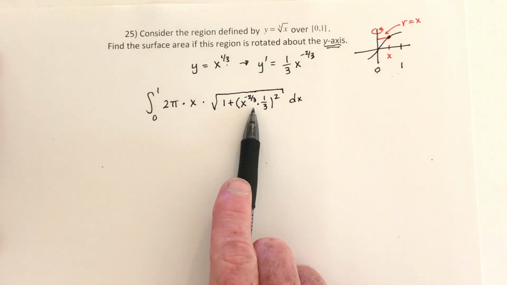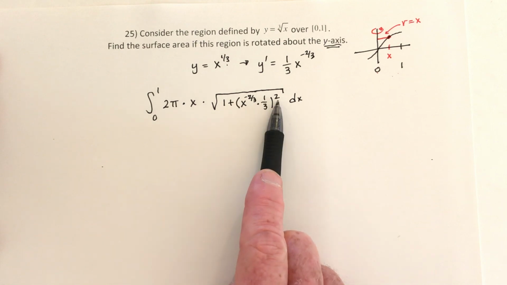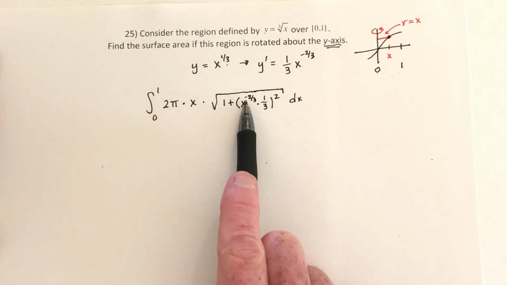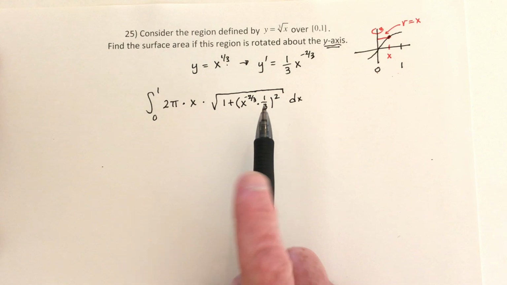Now we need to do algebra here, so we need to square this. So when you have x raised to an exponent and you square it, that means you actually multiply the exponent by 2. So this little fraction up here is going to become a negative 4/3. And then this is going to become a 1/9.